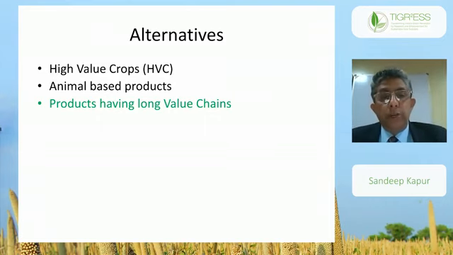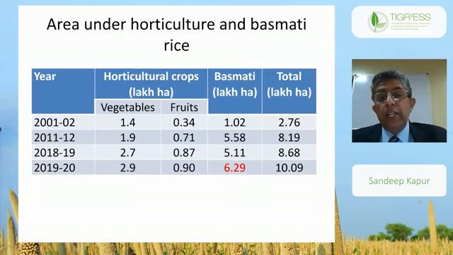So we have only two alternatives: primarily one is a high value crop that we shift to, or animal based products we shift to, or we have products having really long value chains. I'll quickly look at the area in fruits and vegetables. We have not been able to grow significantly in the fruit area, but yes, in basmati, which takes less water as compared to rice. So we need to focus on that.